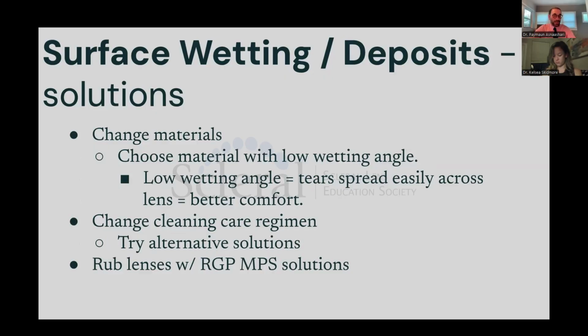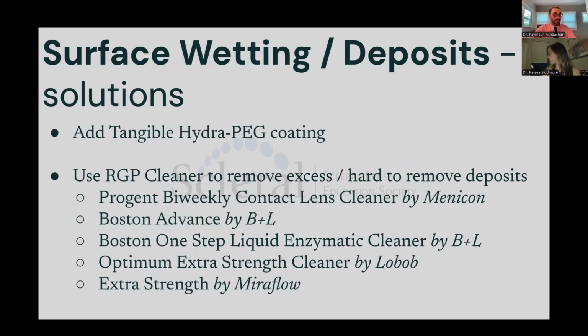And then you want to try changing the cleaning regimen. You can try alternative multi-purpose solutions. You can consider rubbing your lenses to help reduce the deposits. You can also consider adding Tangible Hydra-PEG coating, which we'll go over in the next slide. And you can use several RGP cleaners out there. I'm not going to go over all of these, but you're welcome to take a picture if you wish to know these. These are just a handful of ones that are available on the market.